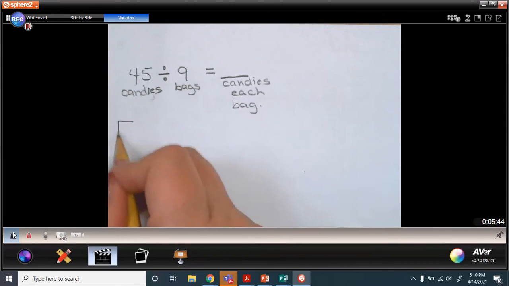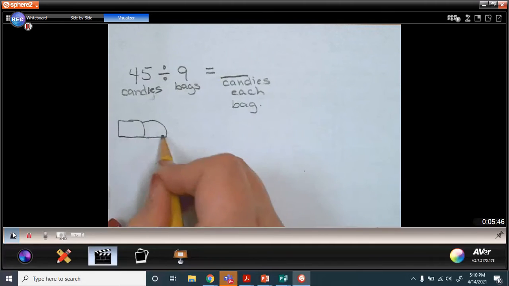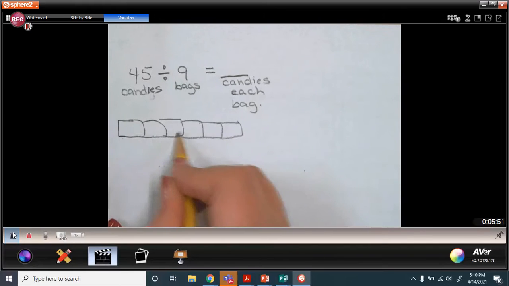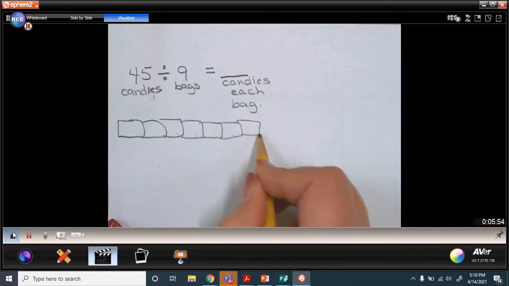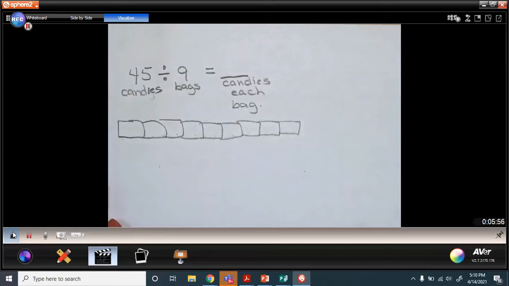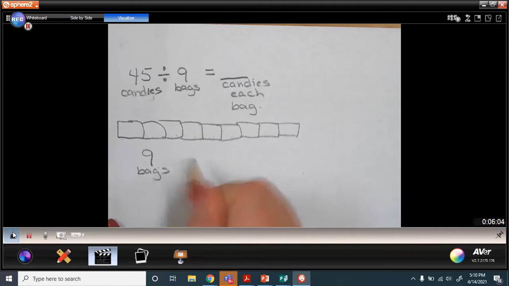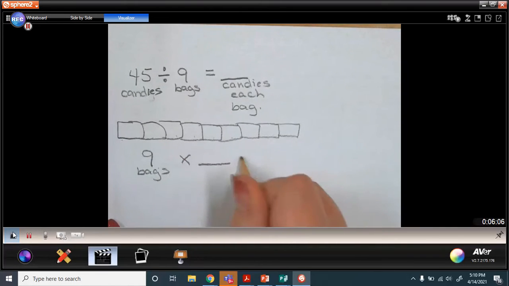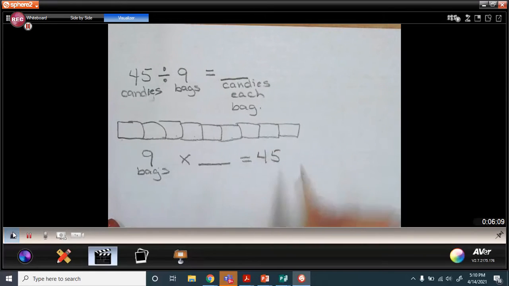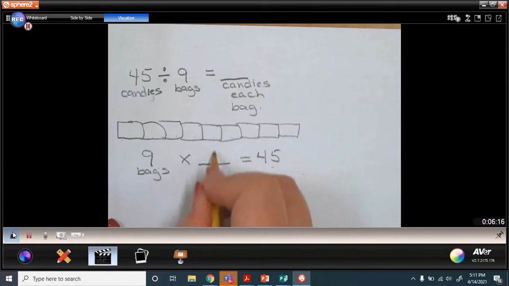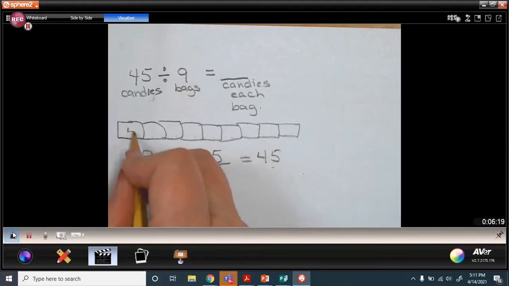So I could draw myself a model by having the 9 bags. 1, 2, 3, 4, 5, 6, 7, 8, 9. If you know your multiplication facts really well, you could say, oh, I have 9 bags, and I don't know how many is in each bag, but I do know that it equals a total. Well, if you know, like I said, your multiplication facts, what can I multiply by 9 to give me 45? Well, if you said 5, you would be correct.